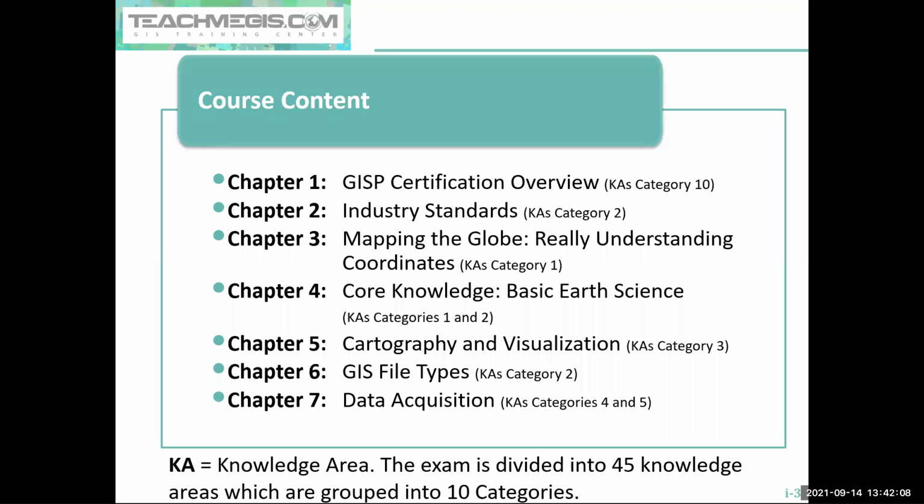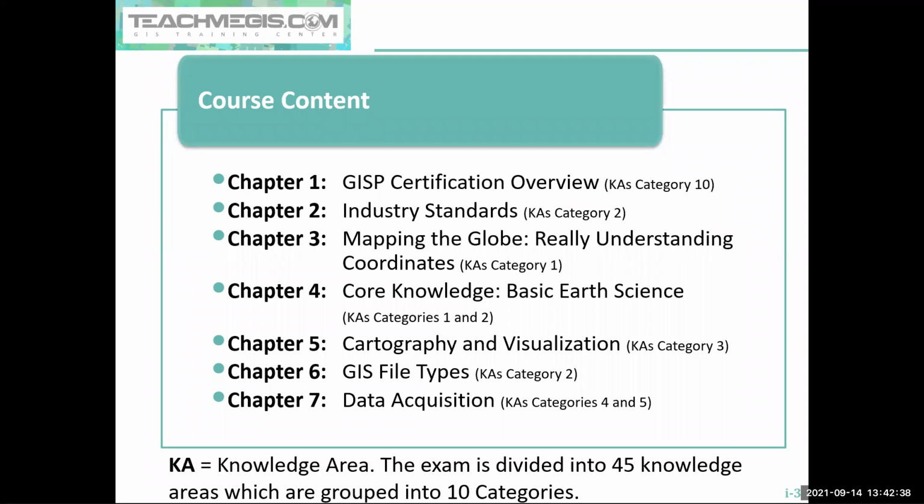And then in the first day of the course, we'll jump right into industry standards. So in here, we're going to talk about OGC standards and FGDC standards, not only for metadata, but for file types, like the fact that KML is an OGC standard. Okay, so we want to talk about things that are very important in the industry, but not every GISer has to think about every day. So this will help you have an idea what kind of bits you need to know for the exam.